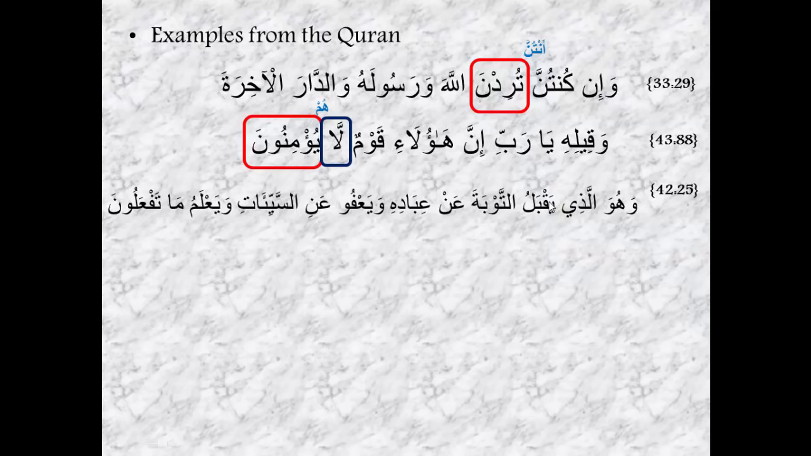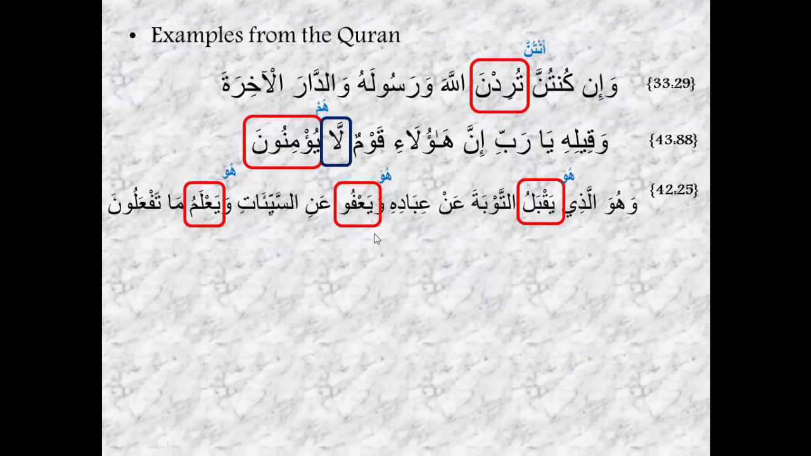وهو الذي يقبل التوبة عن عباده ويعفو عن السيئات ويعلم ما تفعلون. Here we have quite a few verbs. يقبل, يفعل, conjugated for هو. يعفو, conjugated for هو. And يعلم, يفعل, conjugated for هو. Of course, all three verbs are talking about Allah subhanahu wa ta'ala.